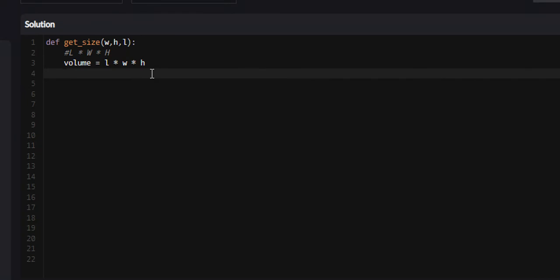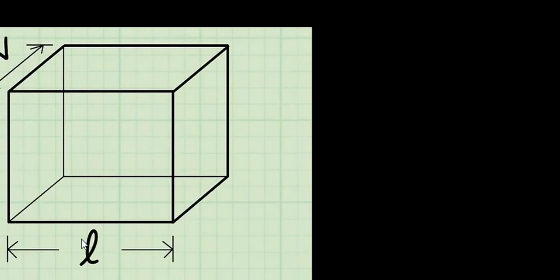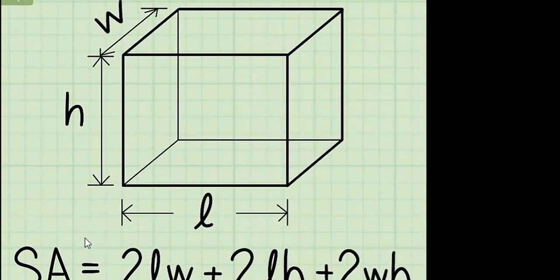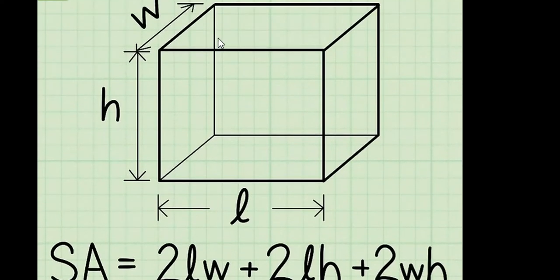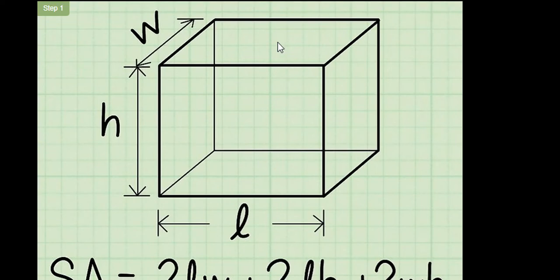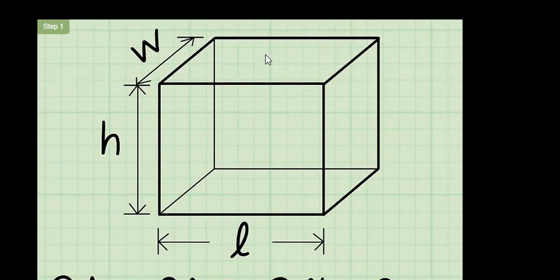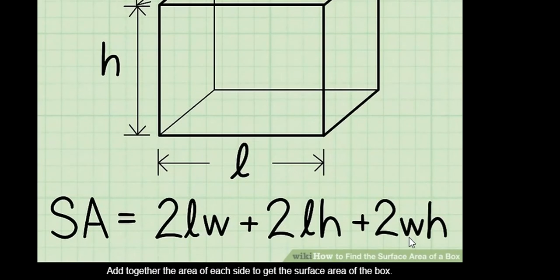Next we need to get the surface area, and this is a little bit more difficult. We're going to start out by creating a variable called SA, which is an acronym for surface area, and we're going to set it equal to the formula for surface area. Now surface area, if you look here, is nothing more than the sum of the area of every face. See, surface area is equal to 2 times length times width. Length times width is the top and the bottom of the box, and there's two of them. So 2LW. There's going to be 2LHs and 2WHs.